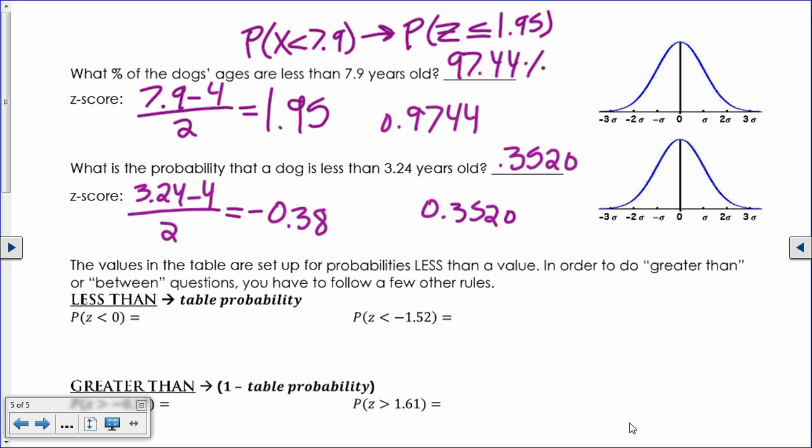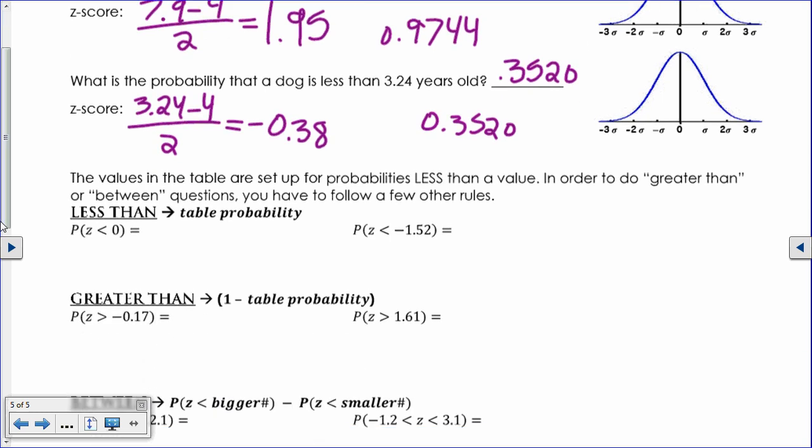Alright, so you guys see how you use the chart? Positive and negative. One thing I want to make sure you guys are clear on is that the chart you are using only works if it's a less than. It only works if the wording says less than. So the values in the table are set up for this. I don't want to circle that word. It only works directly from the chart if the question is referring to a less than.